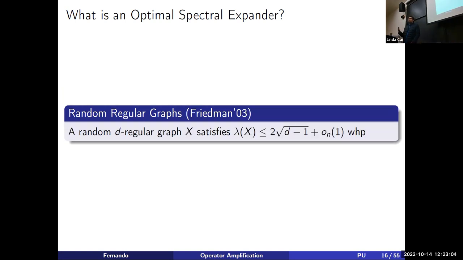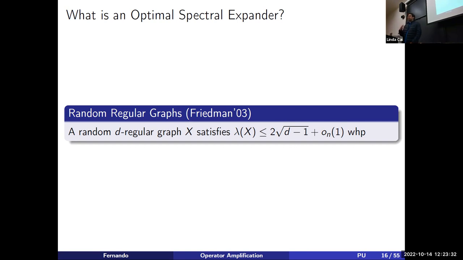And you can ask generically, right? If you take a random D-regular graph, how close is it going to be to being amazing, right? And what Friedman showed is that, here you need to normalize by D, that you get something very close to the Ramanujan bound. So you have just a little term here. So in a generic sense, almost Ramanujan graphs are very abundant, right? And they are super close to the Ramanujan bound.